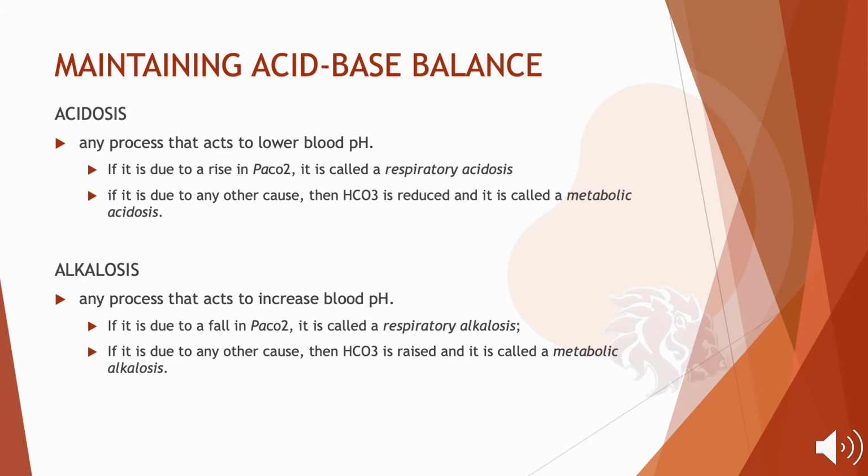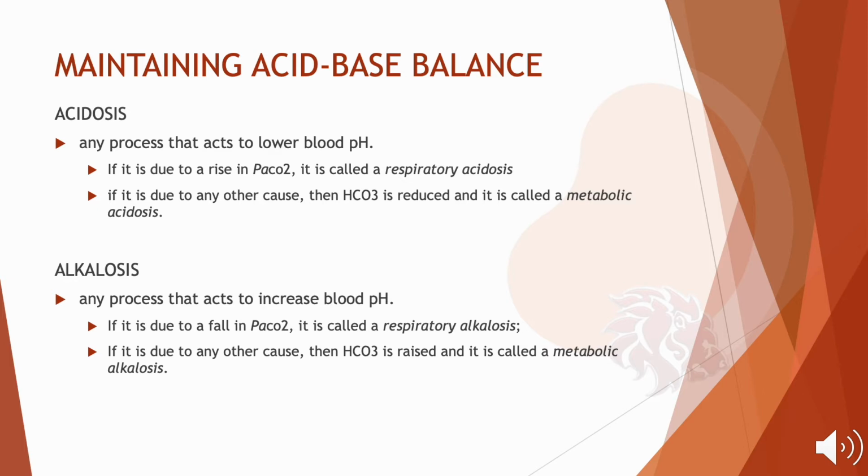Disturbances of acid-base balance. An acidosis is any process that acts to lower blood pH. If it is due to a rise in partial pressure of carbon dioxide in the blood, it is called a respiratory acidosis. If it is due to any other cause, then bicarbonate is reduced and it is called metabolic acidosis. An alkalosis is any process that acts to increase blood pH. If it is due to a fall in the partial pressure of carbon dioxide in the blood, it is called a respiratory alkalosis. If it is due to any other cause, then bicarbonate is raised and it is called metabolic alkalosis.